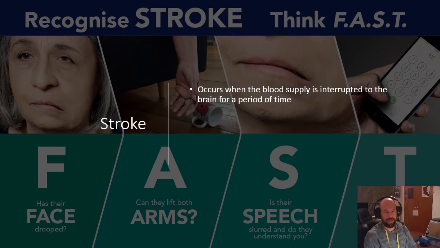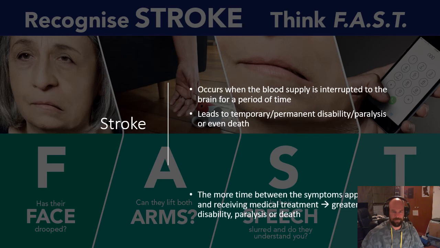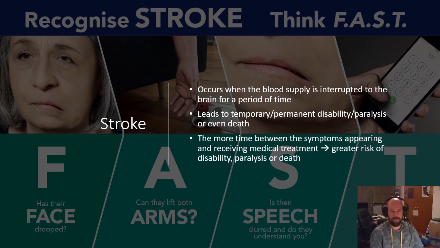So it occurs when the blood supply is interrupted to the brain. So essentially it's like a heart attack, but for the brain. Okay, so there's a blockage in the brain. The brain also needs blood to survive. So it leads to temporary or possibly permanent disability or paralysis, and it can even lead to death in quite a few instances. So the more time between the symptoms appearing and receiving medical treatment, obviously it puts the person at greater risk of disability, paralysis, or even death. So the quicker that you can get help to the person, the more positive the results, let's go with that, will hopefully be.